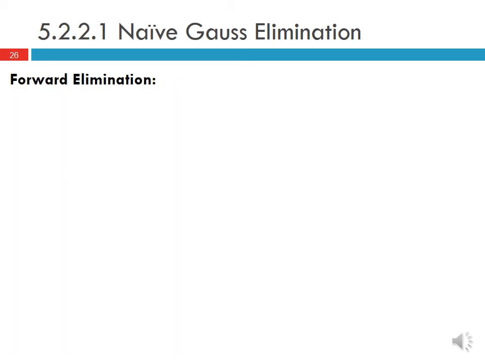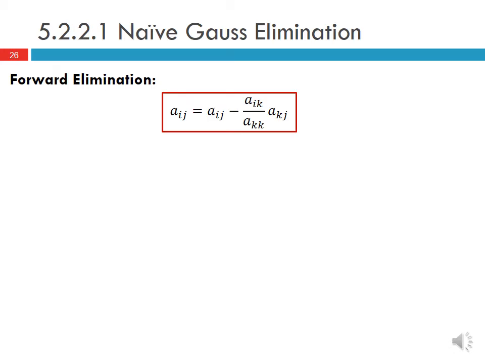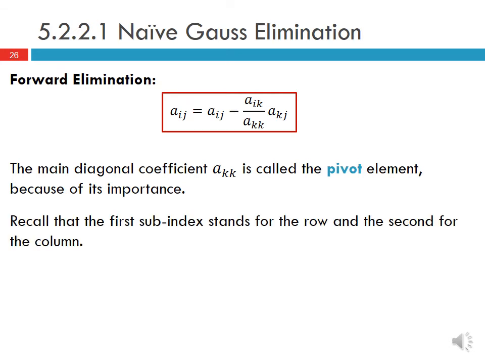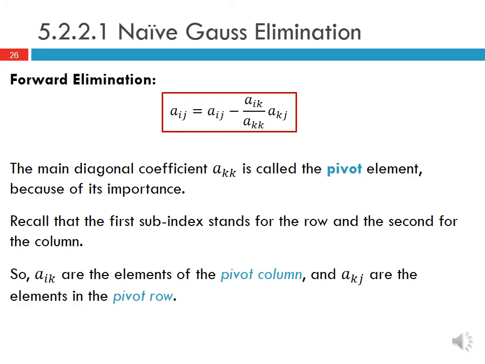And then we perform the forward elimination steps. So the general formula for the forward elimination steps is shown here. So my Aij is equal to Aij minus Aik divided by Akk times Akj. And so we'll go through how we step through this algorithm. So the main diagonal coefficient, Akk, is called the pivot element, and it's very important in this algorithm. And if we recall our index notation, the first subindex stands for the row and the second stands for the column. So Aik are the elements of the pivot column and Akj are the elements of the pivot row.